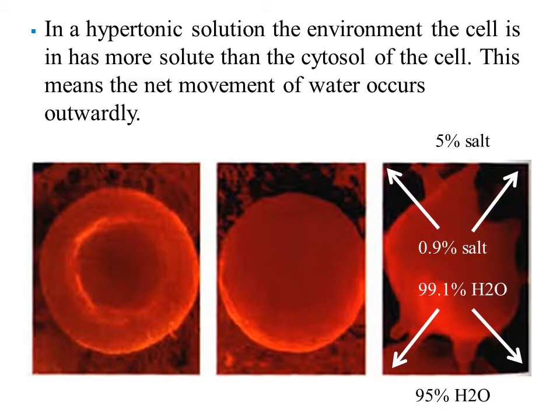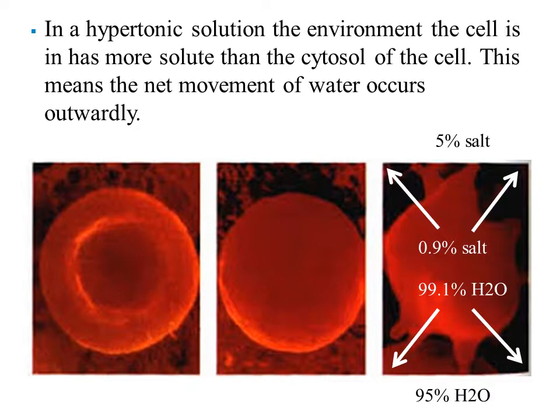Now let's look at hypertonic. In a hypertonic solution, the environment the cell is in has more salt than the cytosol of the cell. This means the net movement of water occurs outwardly. So let's look at the last image. We have 95% water outside. Therefore, we have 5% salt outside. This would mean that there's more water inside the cell than outside the cell.